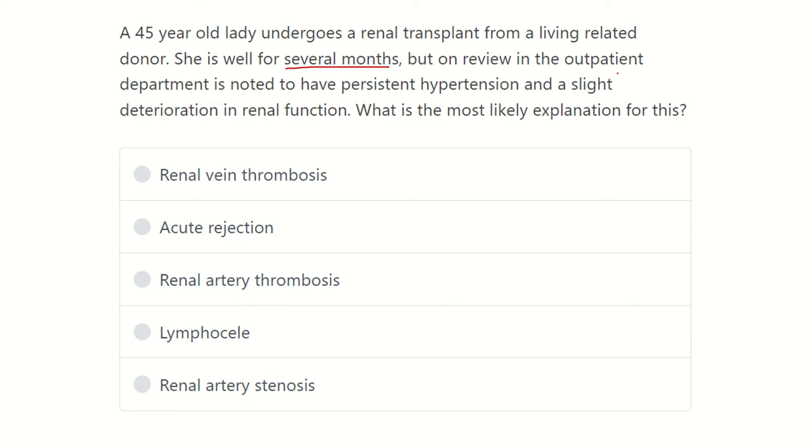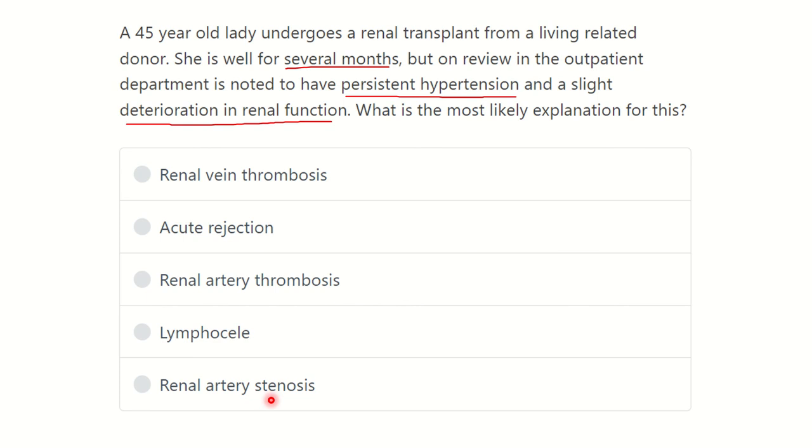But on review in the outpatient department, she is noted to have persistent hypertension. This is another important point, and slight deterioration of the renal function. The renal function is impaired. So these three points are very important: several months, persistent hypertension and deterioration in renal function. What is the most likely explanation for this? Here the options are renal vein thrombosis, acute rejection, renal artery thrombosis, lymphocele, and renal artery stenosis.